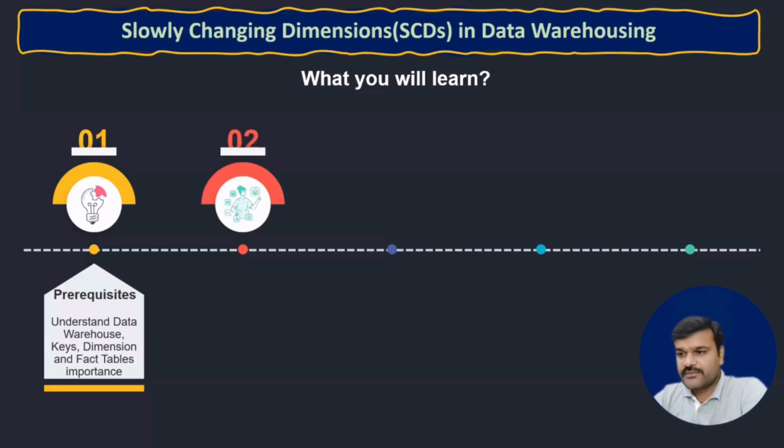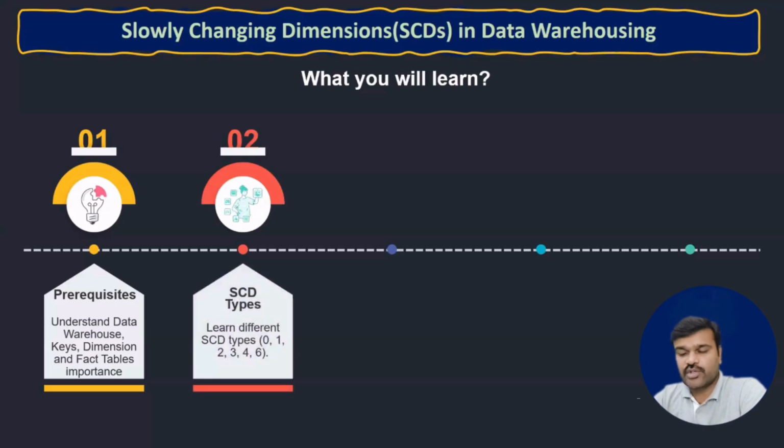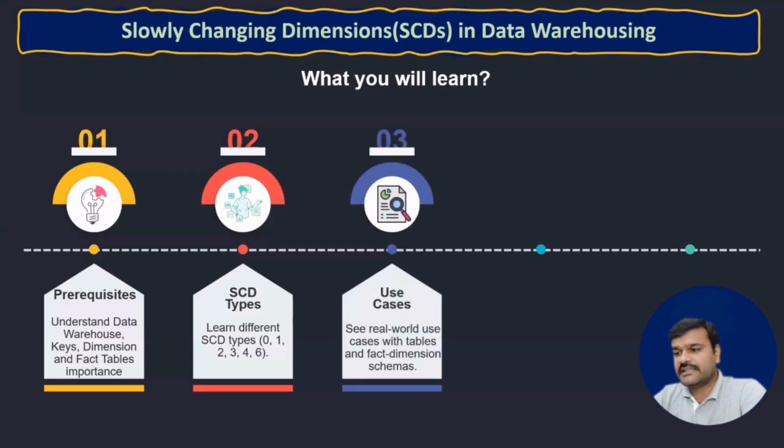Now the next one, very importantly, we will see the SCD introduction and the different types. As we are seeing here, there are a total of 6 types, so that's what the different SCDs are. Then the next one is use cases in each SCD, where you can use it and how you can use it, so you get a good direction and can apply it better in the real world.